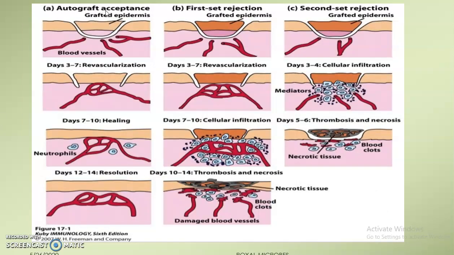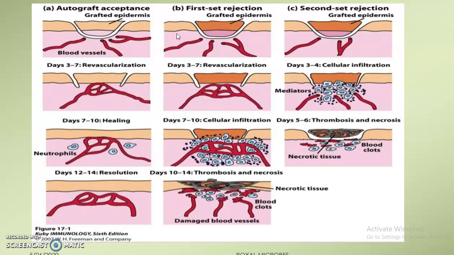This diagram shows graft acceptance, first set rejection and second set rejection. First we can see autograft acceptance. If autograft transplantation is done, the graft will be completely accepted, as the transplantation occurs in the same individual, that is, the donor and the recipient are the same individual. This is the grafted epidermis, or the grafted skin, and the blood vessels undergo revascularization within 3 to 7 days, and complete healing occurs within 7 to 10 days. Neutrophils migrate to the site and complete resolution occurs within 12 to 14 days, and the graft is completely accepted.